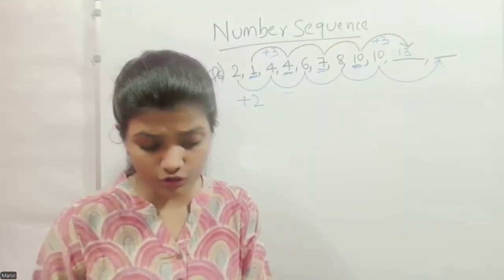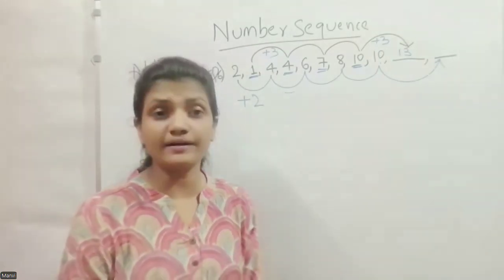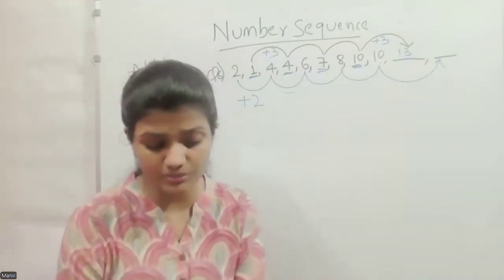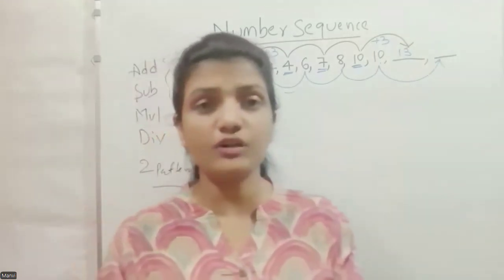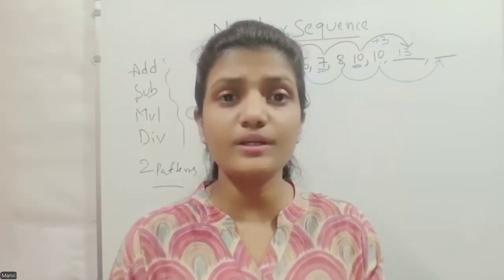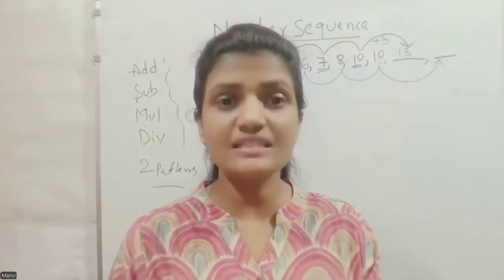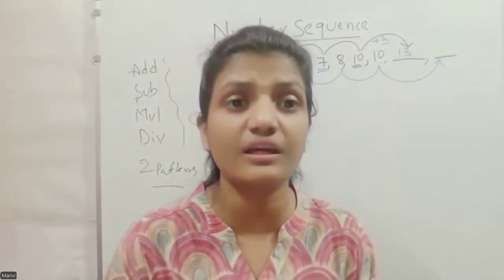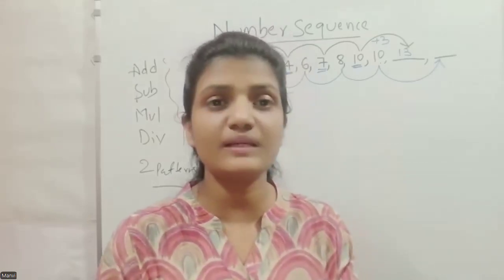Sometimes it also follows those square numbers, right? Look, question number 7: first it is 1, and 1 is the square of 1. Then it is 4, and 4 is the square of 2. Then it is 9, and 9 is the square of 3. Look, question number 7, please.